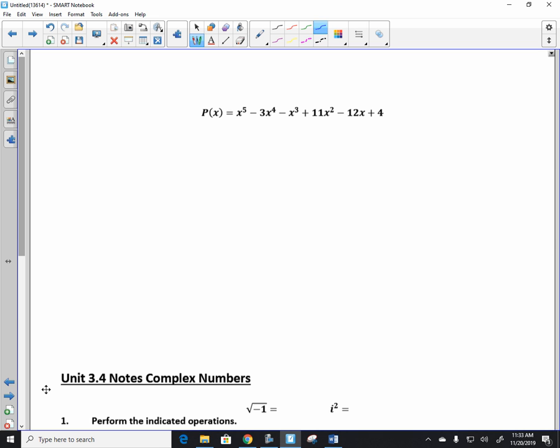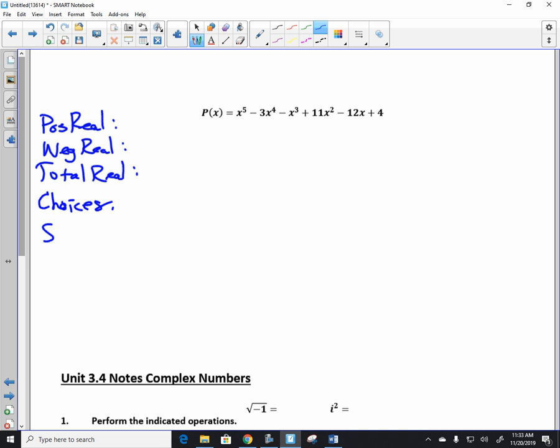Multiple times, we got x to the 5th, right? No big deal. Let's roll. Positive reals. Negative reals. Total reals. Choices. And solutions. Looks like a good list. How many positive real solutions might there be? 4 or 2 or 0?